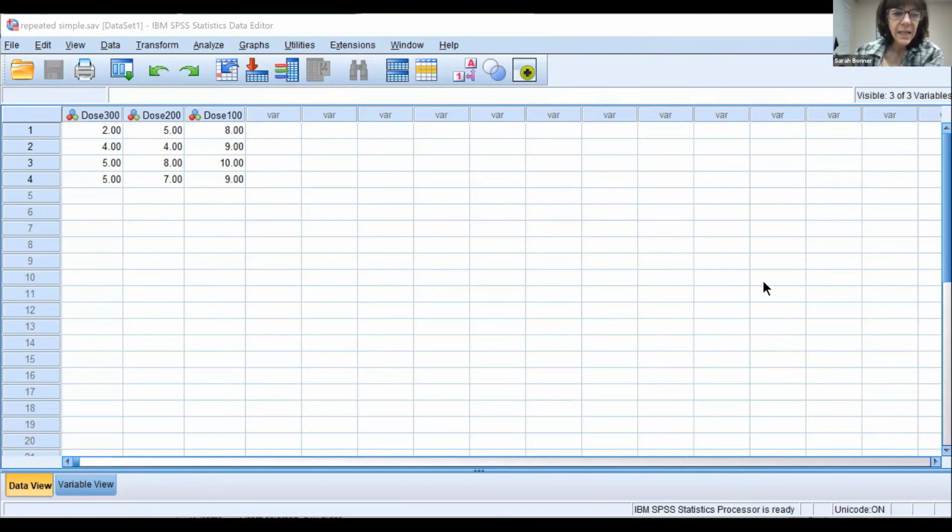This is the test of sphericity, which is your important assumption. And this is tested with something called Mauchly's W. If you look at this, the error covariance matrix of the orthonormalized transformed dependent variables is proportional to an identity matrix. Well, what does that mean?